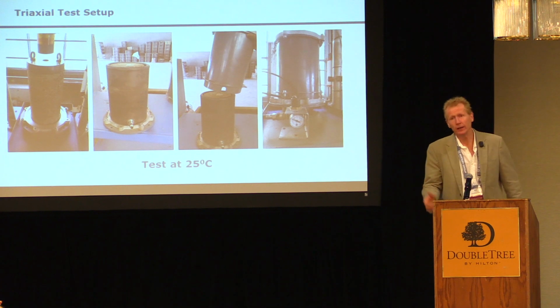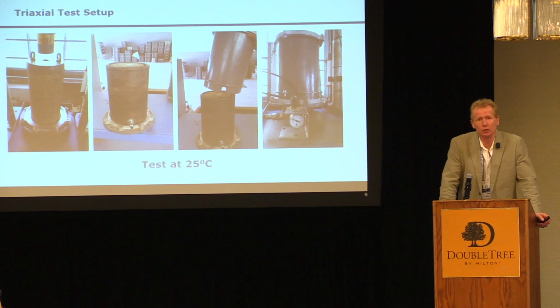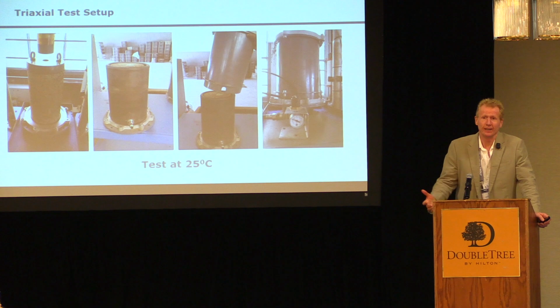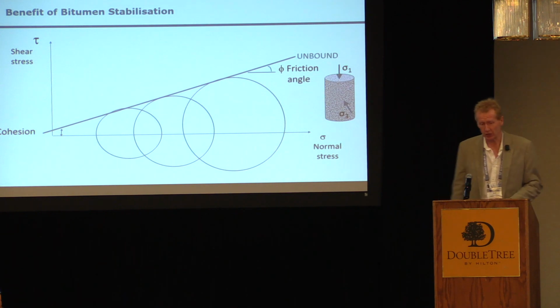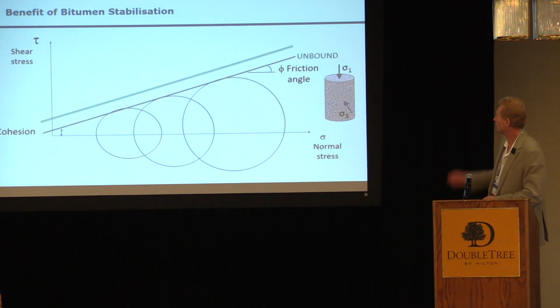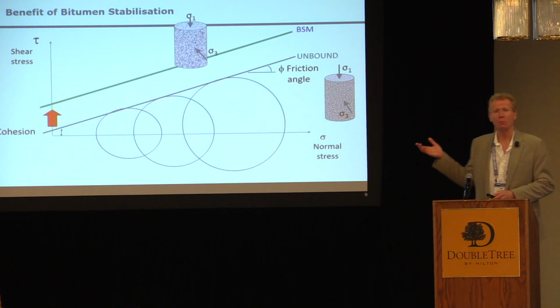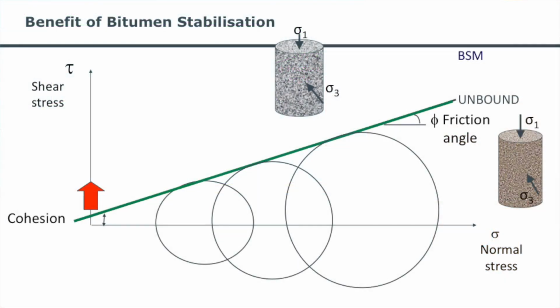So it's a very quick type of test to do, but it gives us our Mohr-Coulomb plots, so we can get a really accurate measure of cohesion and friction angle. So why is this so important? Well, as I mentioned yesterday, the shear parameters are really a strong link to the performance of this material.